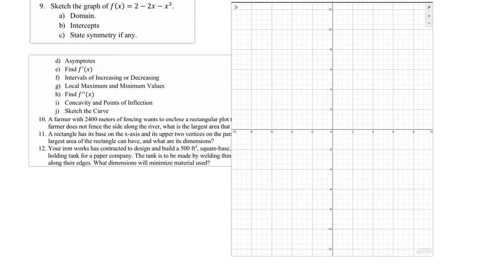Okay, so for problem number 9, sketch the graph of this whole thing. What's the domain? Well, the domain could be anything in this case because it's not a rational function. There are no x variables in a denominator anywhere. With regards to the intercepts, the first thing you should ask yourself is, when x is 0, what does y equal? And I think we can agree that when x is 0, y equals 2.